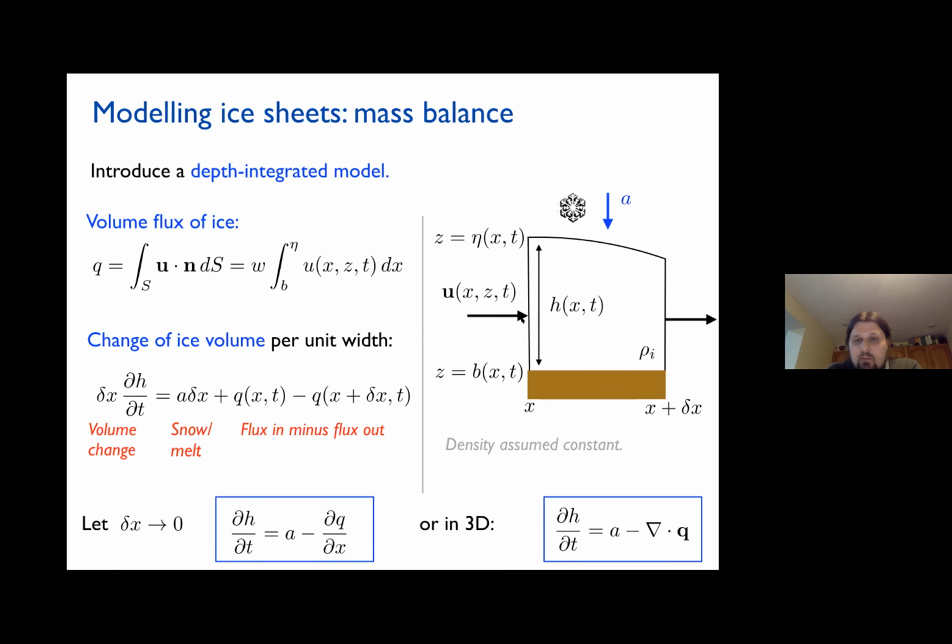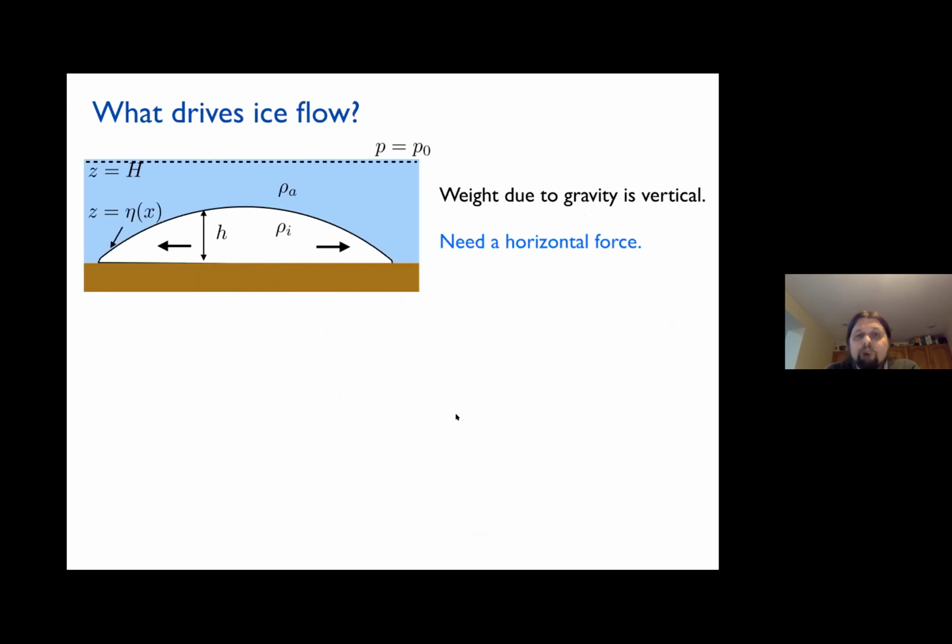So in principle, if we said from our atmospheric model we know what the snowfall is, or we know what the surface melt is, and if we knew the flux of ice, we would now be able to calculate how the thickness changes, and then you've got a completely closed model. But we need to come up with a way of predicting the flux, and that's going to depend on the velocity integrated over the depth. So how do we figure out the velocity driving the flow?